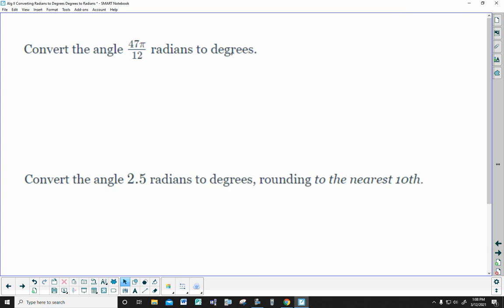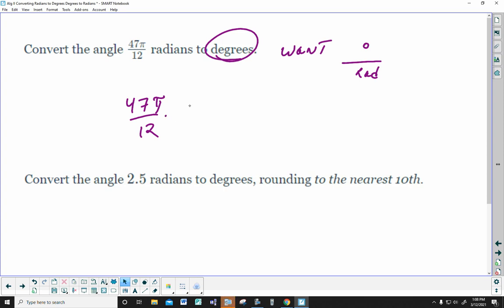Convert this to degrees. I want degrees, so degrees go on top and radians go on the bottom. So 47 pi over 12. I'm going to launch the calculator while I'm doing this. Okay, so back to this. Times what I want. I want degrees, so that goes on the top. This goes on the bottom. It doesn't have a degree symbol, so it's radians. Get rid of radians, I want degrees. I need to get degrees as an answer, so that means I want to get rid of radians.